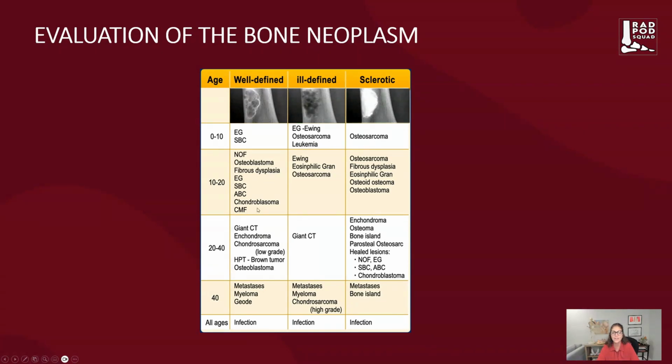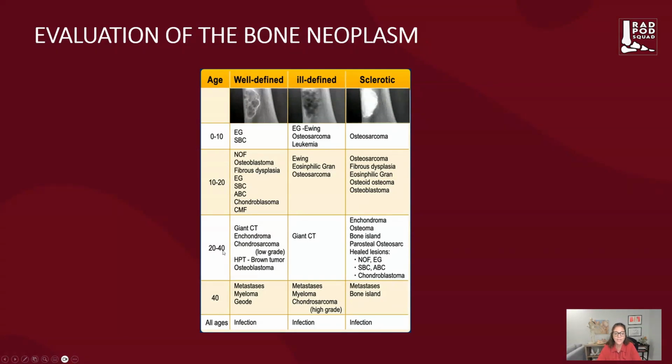10 to 20, we get into a large group of benign, bubbly lytic lesions. Those span from non-ossifying fibromas, simple bone cysts, to chondroblastomas. Ill-defined lesions in this category, still we're looking for Ewing's, osteosarcoma, and eosinophilic granuloma to be ill-defined aggressive lesions. More common sclerotic lesions in this category, osteosarcoma, but benign lesions, fibrous dysplasia, eosinophilic granuloma. We can see osteoid osteomas in this 10 to 20 age category and osteoblastomas.